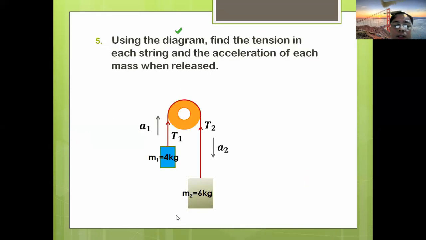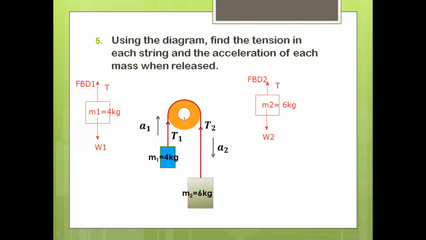Now, I will give you this next problem to think about. So this one is having two masses also. Again, in our solution here, we will employ the free body diagram idea. We have two drawings, two boxes. On our left is our 4 kilogram mass. On our right is our 6 kilogram mass.